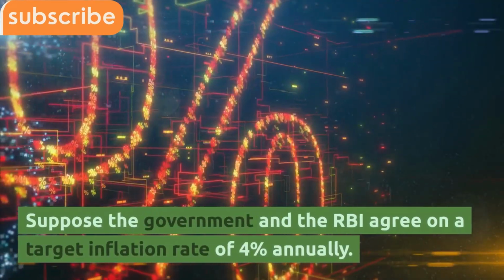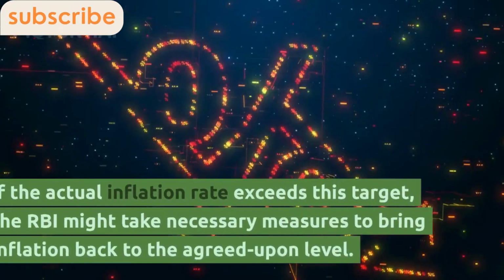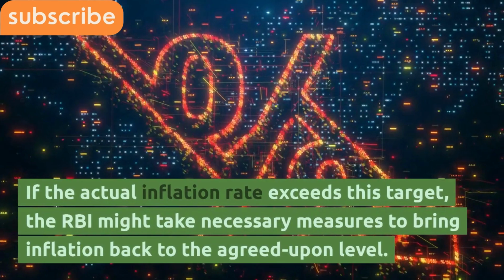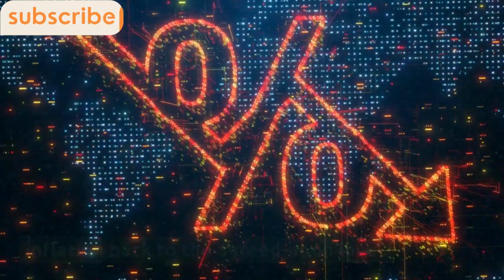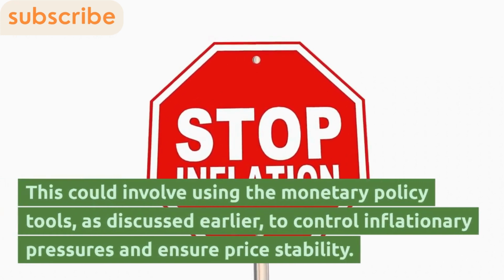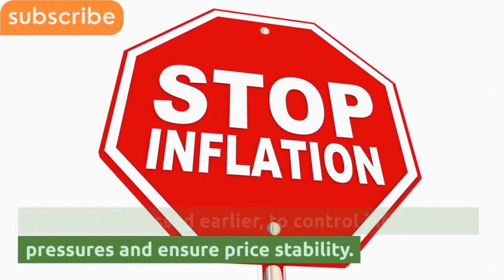Suppose the government and the RBI agree on a target inflation rate of 4% annually. If the actual inflation rate exceeds this target, the RBI might take necessary measures to bring inflation back to the agreed upon level. This could involve using the monetary policy tools, as discussed earlier, to control inflationary pressures and ensure price stability.